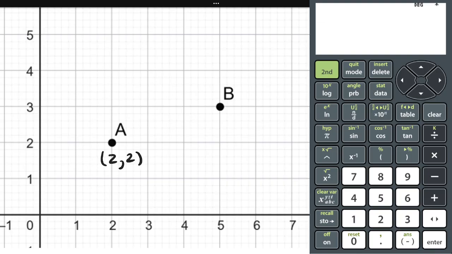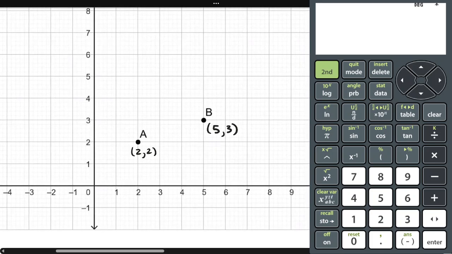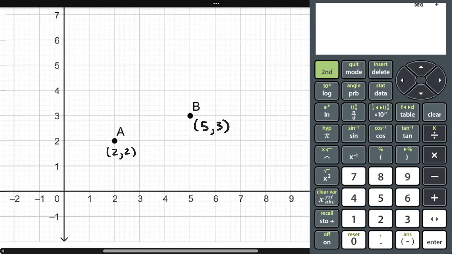B is located at the point 5, 3. X is the number 5, and y is the number 3. So those are ordered pairs for those 2 points. We're asked to find the equation of a line that passes through those 2 points. Well, one of the things we need to know is the slope of that line.